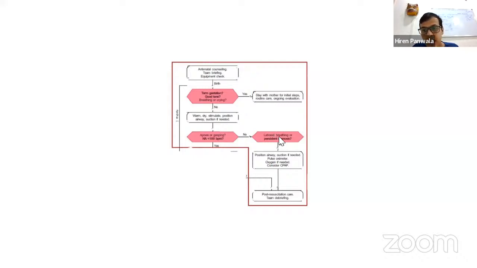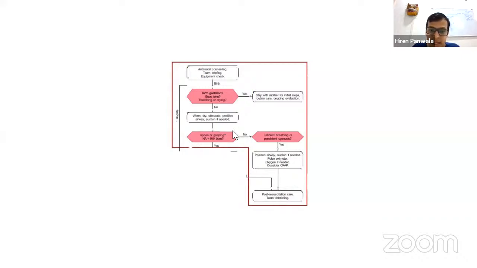Is the baby having labored breathing or is the baby cyanosed? If the answer to this is yes, the baby is not apneic but is having labored breathing or is having cyanosis, you again position the airway, suction if needed, and put the baby on a pulse oximeter. Where do you put the pulse oximeter? On the preductal hand, that is the right hand, and you can supply the baby oxygen or CPAP if needed.